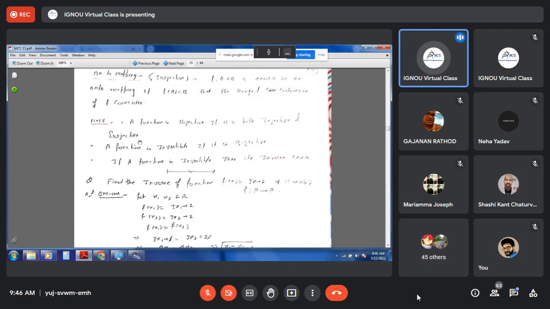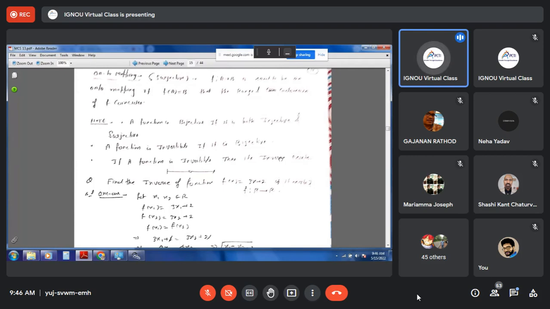How to prove them in algebra? That is totally different from how we understood with the general examples. Second, a function is invertible if it is bijective. Third, all the three lines are attached to each other. If a function is invertible, then its inverse exists.